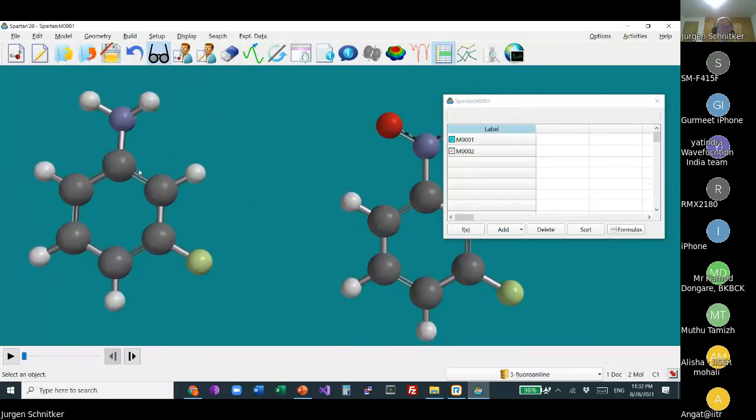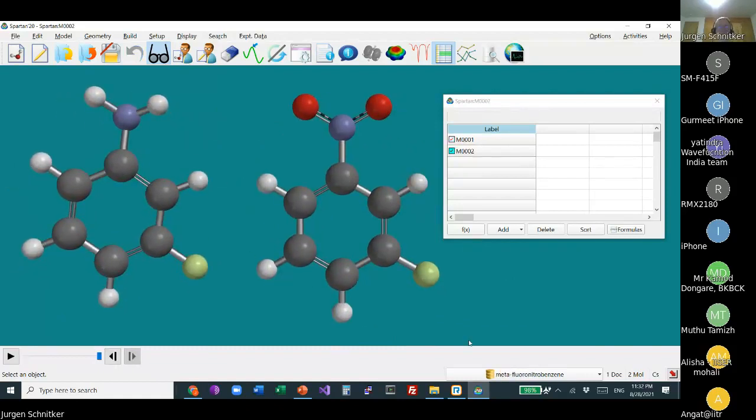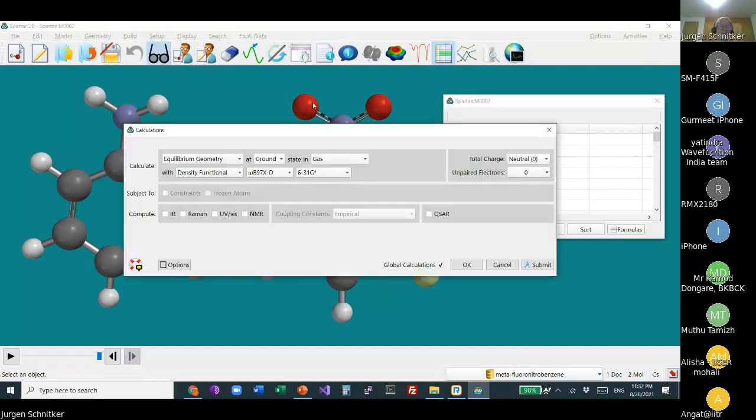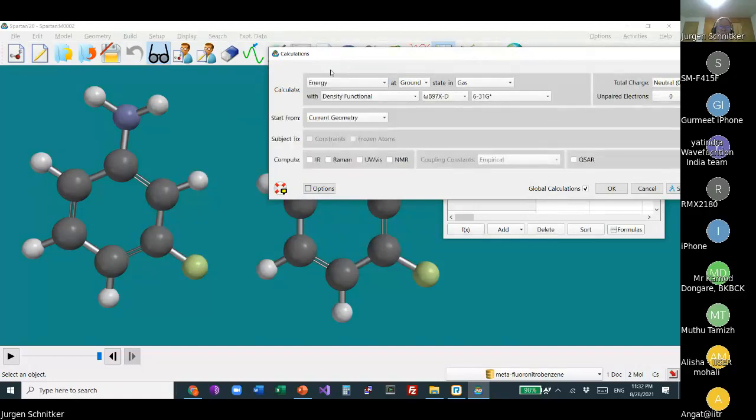So here is my aniline molecule, or fluoroaniline. Here's my fluoronitrobenzene. Both of them are in the Spartan database, and I could immediately retrieve them from the database. But to show you the dialog, I will go to the calculation dialog and select energy, density functional. This is the default density functional model that's known in the program.